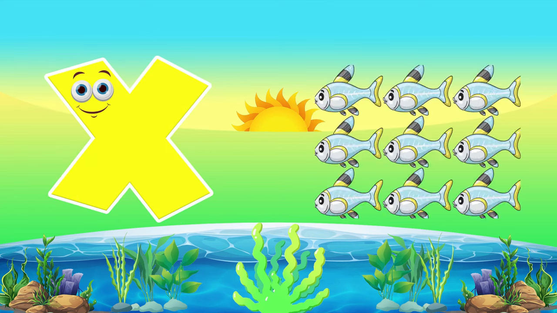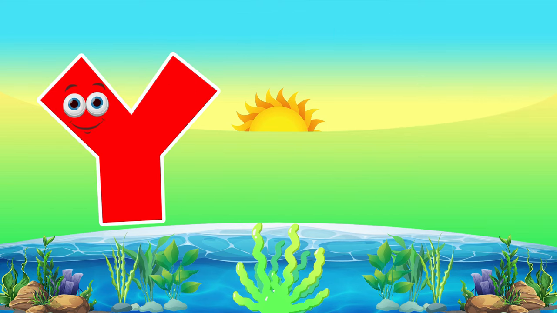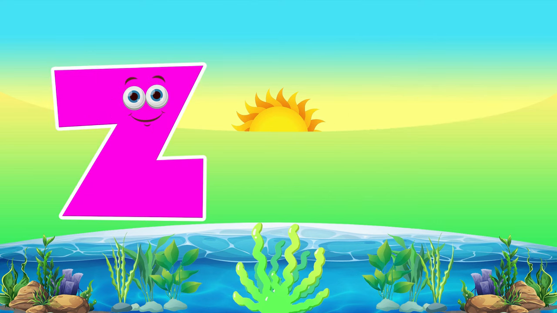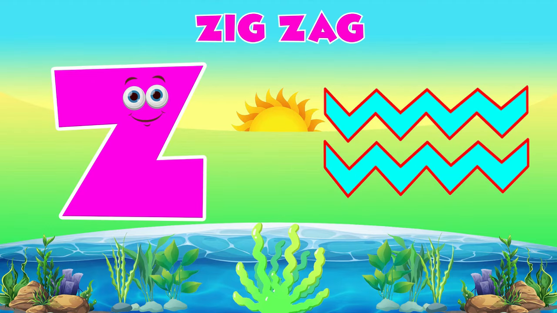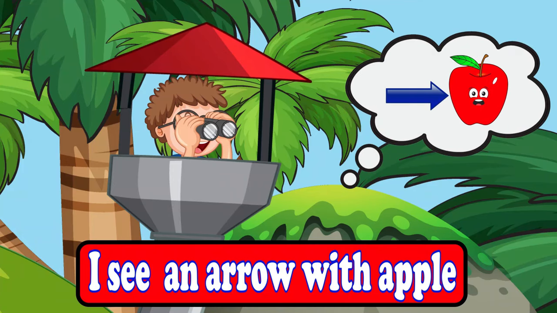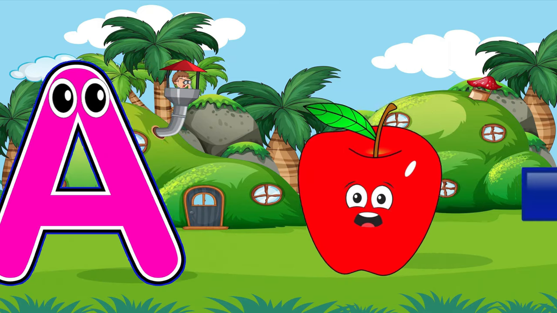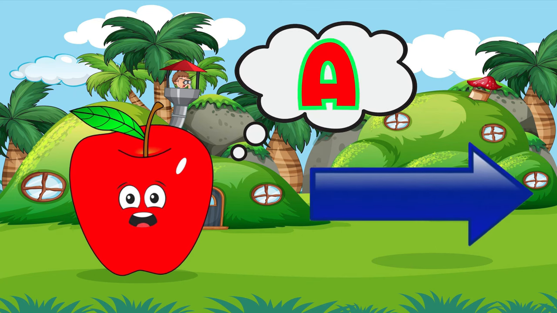X. X for extra fish. Y. Y for yellow. Z for zigzag. I see an arrow with apple. A for apple. Arrow with apple. These all begin with A.